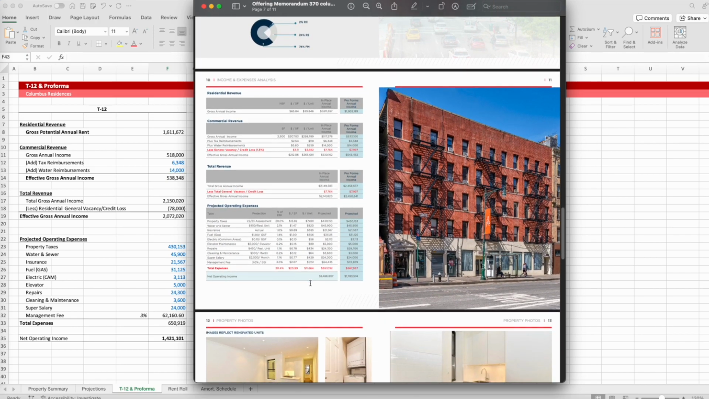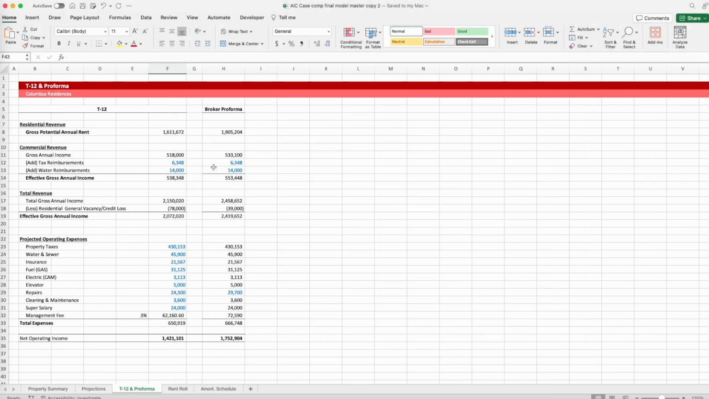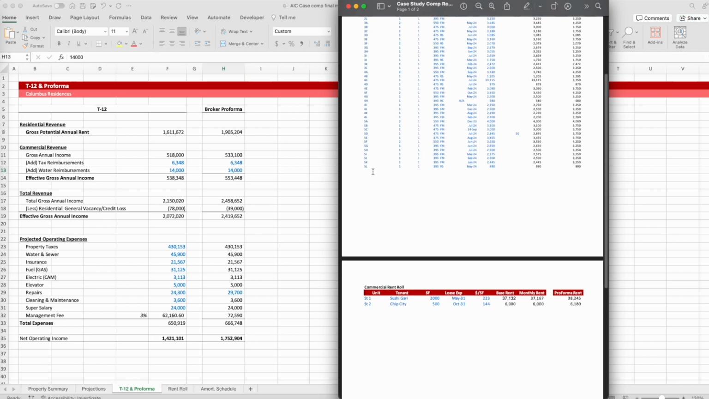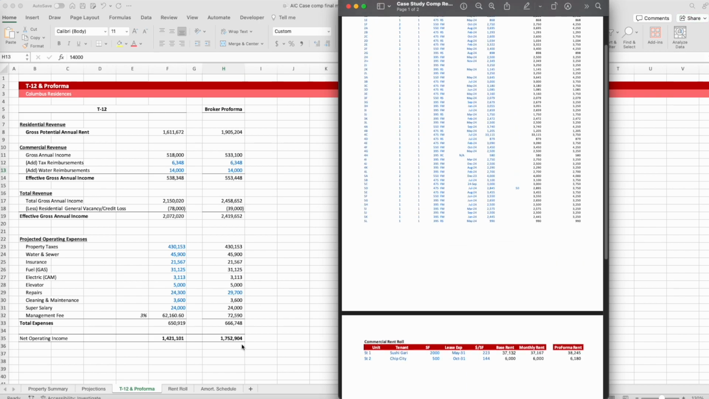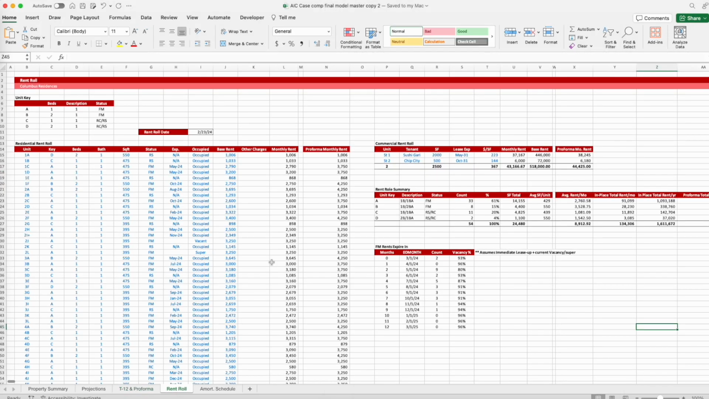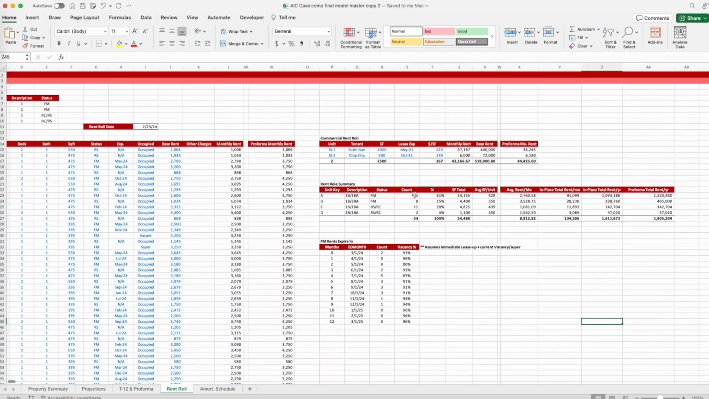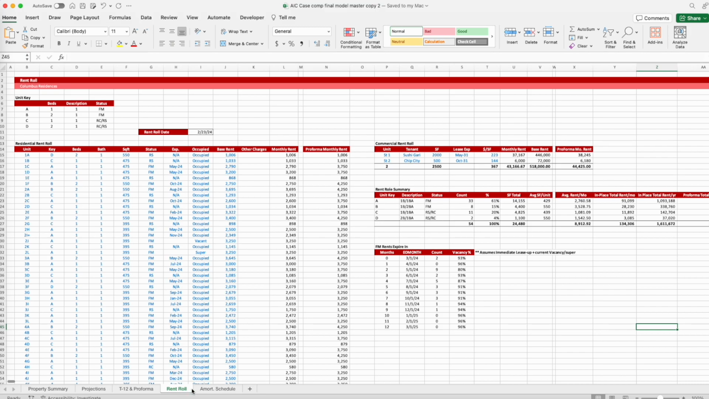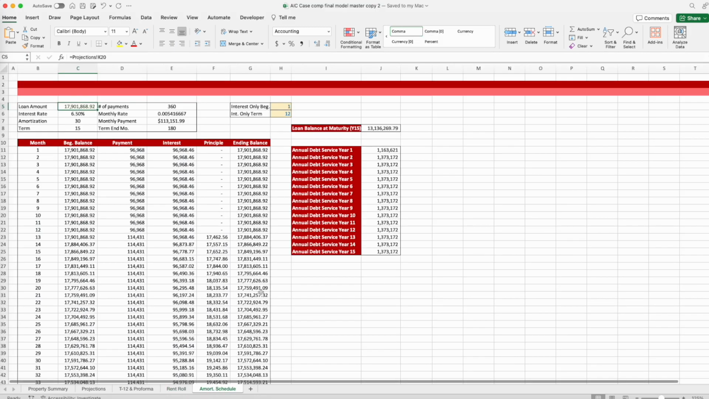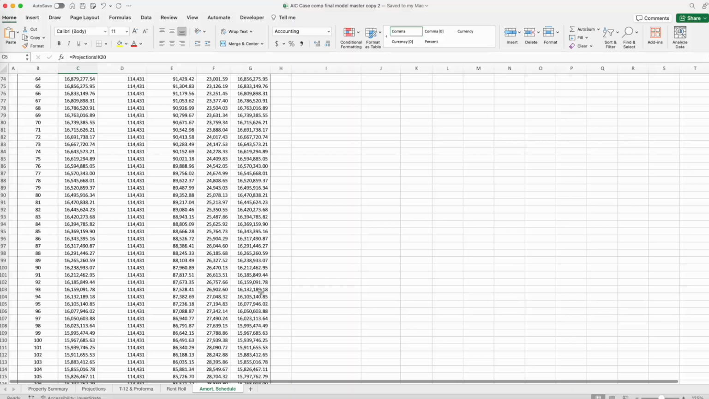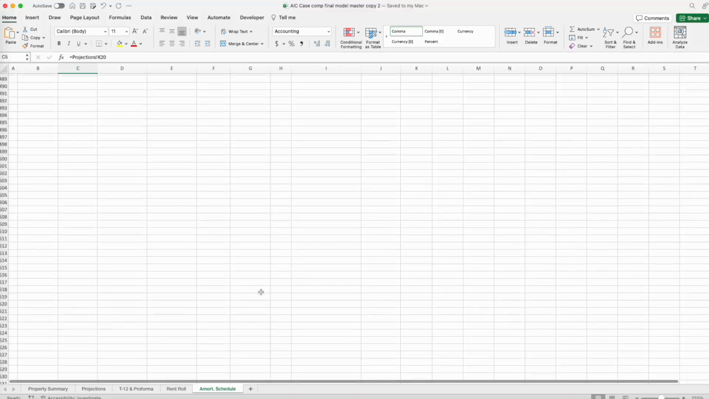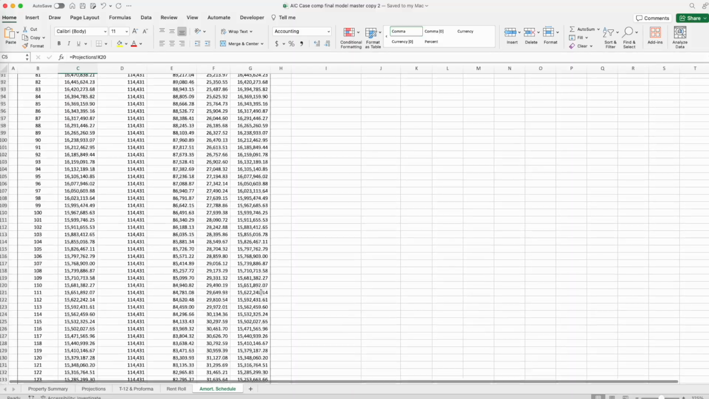This is your T12, the trailing 12 months of financial information, except that we'll be using the rent roll for a lot of this information, and I'll show you that in a second. That rent roll is how it looks, and that's essentially from that. And then the amortization schedule, all 360 payments of it.